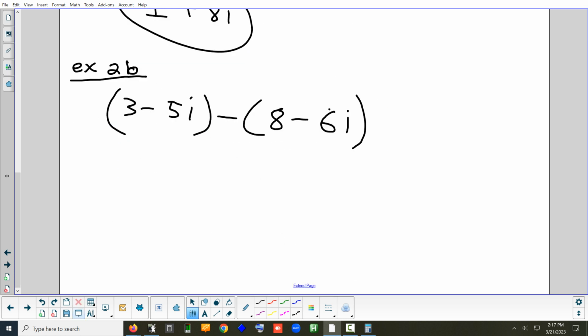And this one. So 3 minus 5i, and I want to subtract 8 minus 6i. Same rules apply as with regular subtraction. If you subtract a negative, minus minus becomes a plus. Keep that in mind.